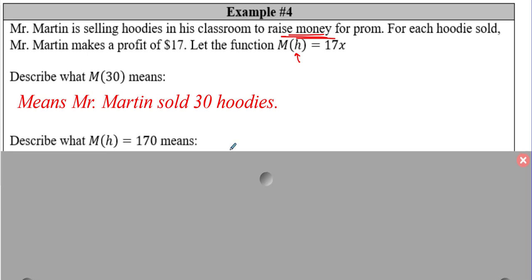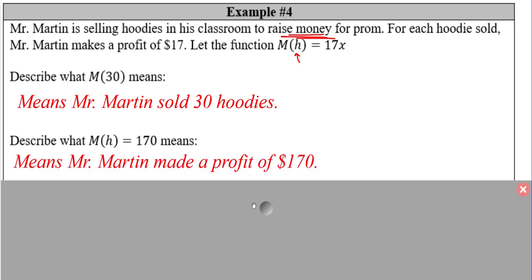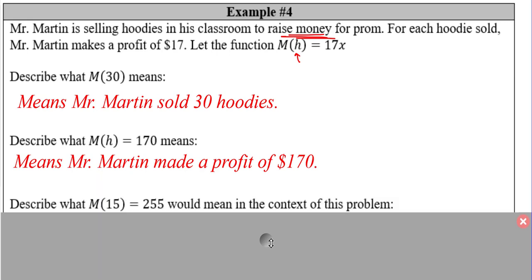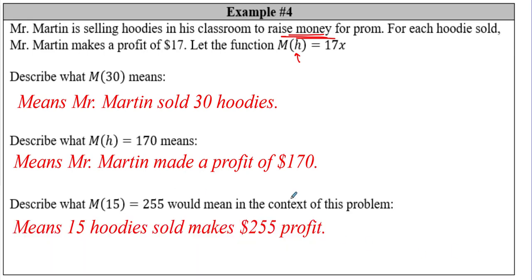So our second one, what does M of H equal 170? Well, if we already said the last one was hoodies, then this one is probably, you guessed correct, this means Mr. Martin made a profit of $170. And then last but not least, describe what M of 15 equals 255 in the context of this problem. And I'm sure you've guessed it already because you guys are all fantastically bright. It means if Mr. Martin sold 15 hoodies, how much profit did he make? $255 profit.